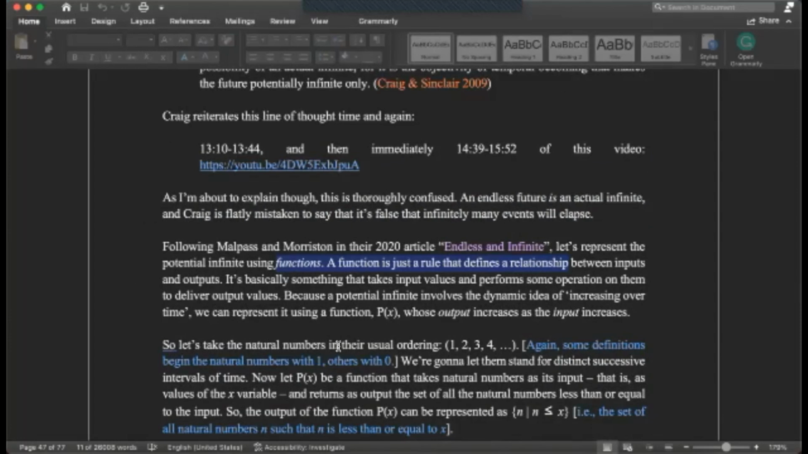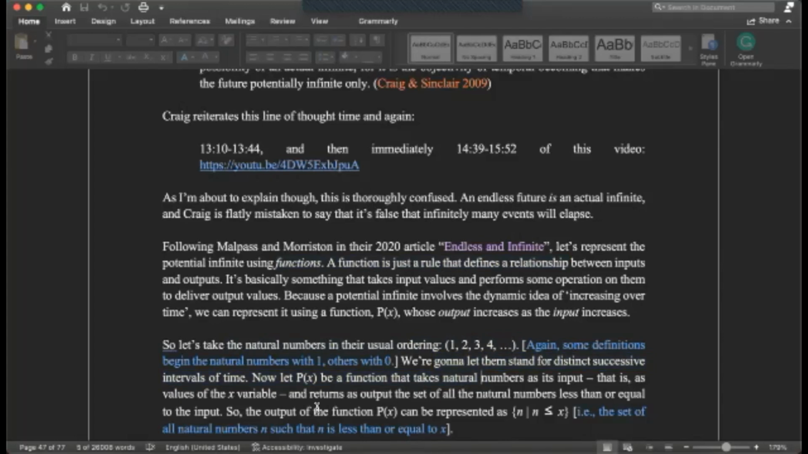So let's take the natural numbers in their usual ordering, 1, 2, 3, 4, and so on. Again, some definitions begin the natural numbers with 1 and others with 0, but just set that aside. We're taking natural numbers in their usual ordering, and we're going to let them stand for distinct successive intervals of time. Now we're going to let p of x be a function that takes natural numbers as its input, that is, as values of the x variable, and returns as output the set of all the natural numbers less than or equal to the input.